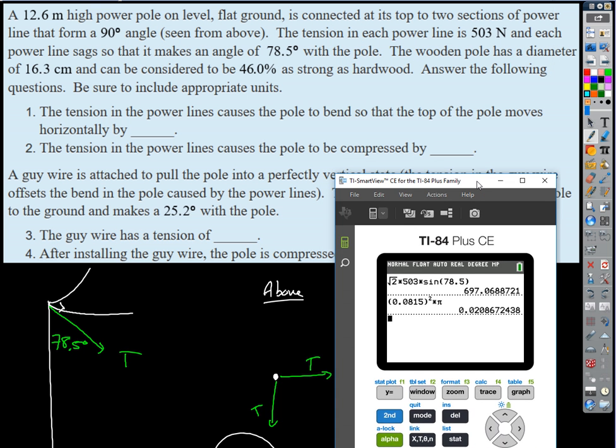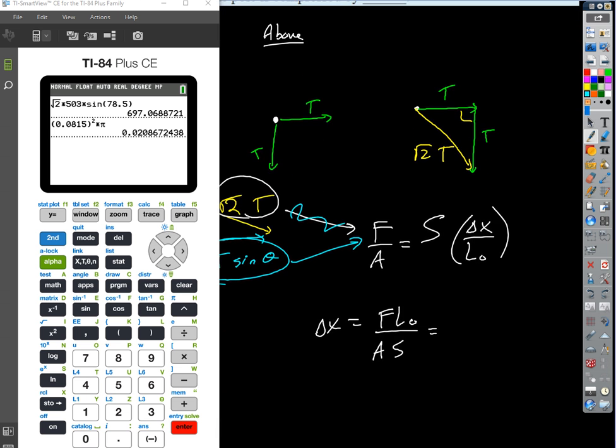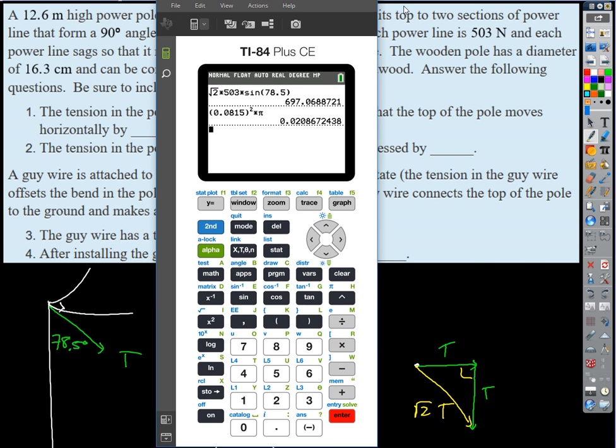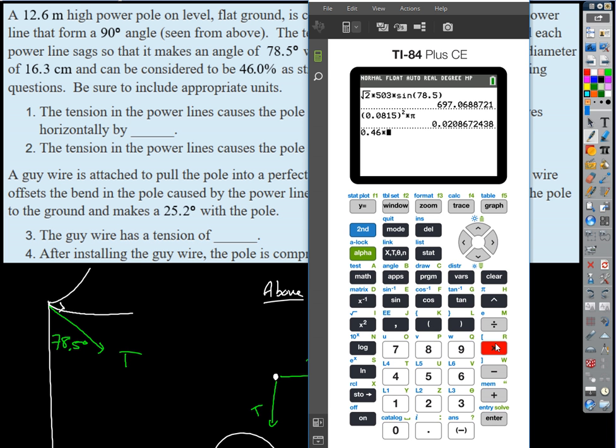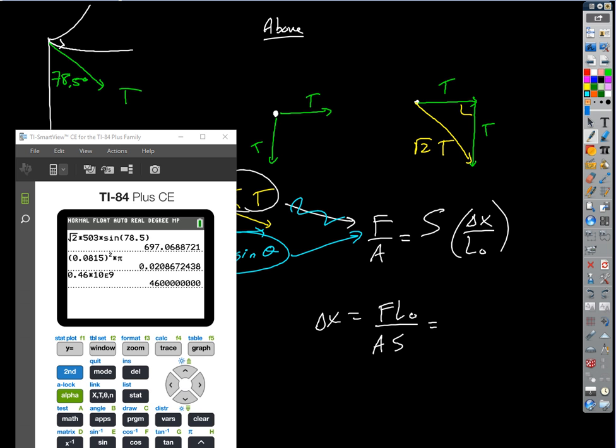Now, this is the part that might cause you to scratch your head a little bit. What about the shear modulus? What are we going to use for shear modulus? Okay, good. This is the percentage. We said this is 46% as strong as hardwood. So what is the shear modulus for hardwood? It's 0.46 times, what was it again, Laura? 10 times 10 to the ninth. Okay, so there's our shear modulus for our wood. And the only other thing left is a given: the length of the pole, which is 12.6 meters. So now we'll plug all that into our formula and see what we get.